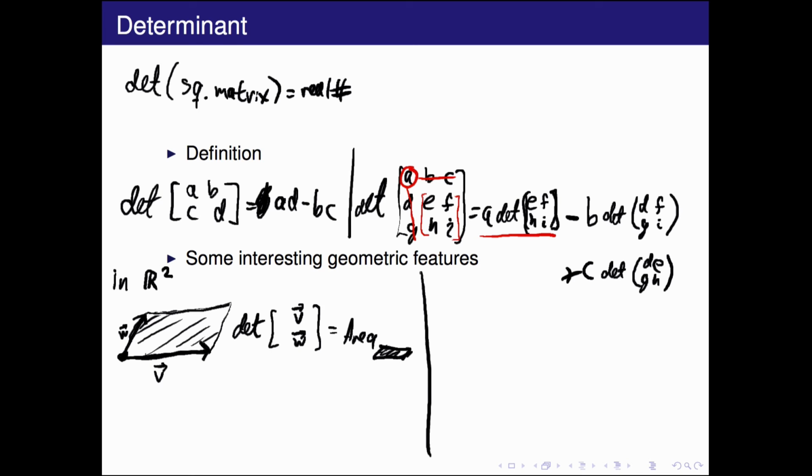So if you wanted an area of a triangle, you could do that by just doubling it into a parallelogram and then taking half of whatever the determinant gives you. I should be a little bit careful. This is not just the area, it's the so-called signed area. So it could be negative, it could be positive, depending on the orientation of V and W.